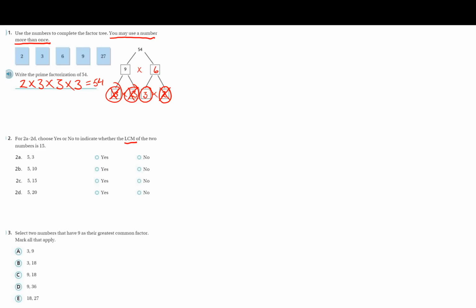Okay, so for 2a, we have the numbers 5 and 3. I'm going to bring that up here. I have 5 and I have 3. And I am finding the multiples, and I want to see if they have the least common multiple of 15. So multiples of 5 would be 5, 10, 15, 20. I'm going to stop there because I've gotten to that key number 15. That's the number I'm really keeping my eyes on. Okay, counting by 3s, 3, 6, 9, 12, 15. I'm to that key number.